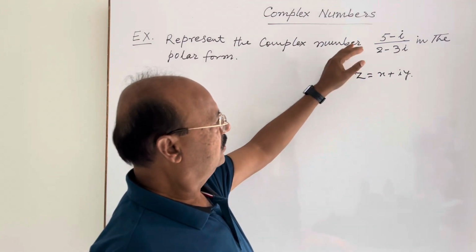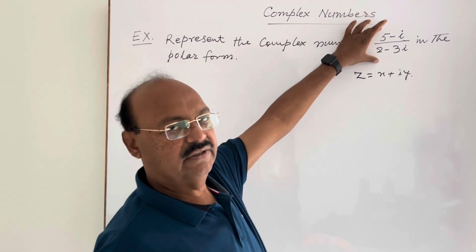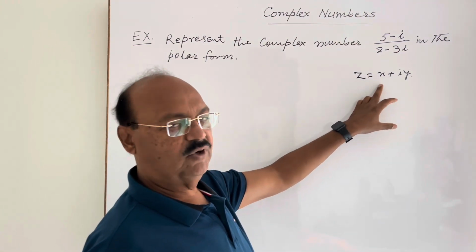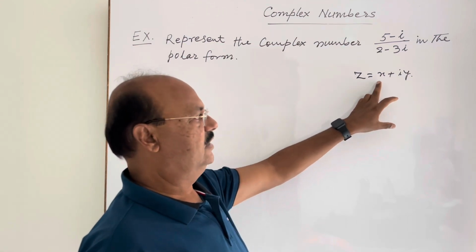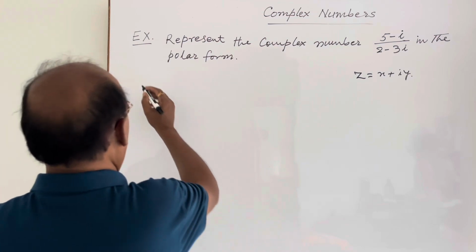And before writing in polar form, we have to convert this expression in standard form. This is called standard form of a complex number, z = x + iy. Correct? So let us see the solution here.